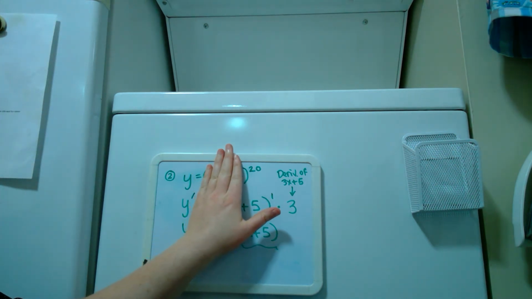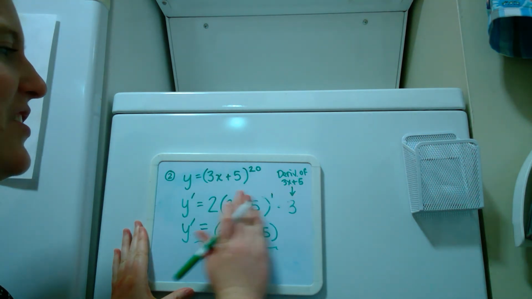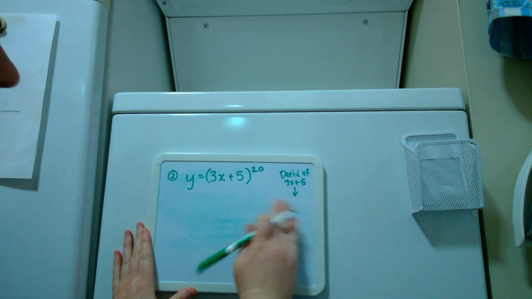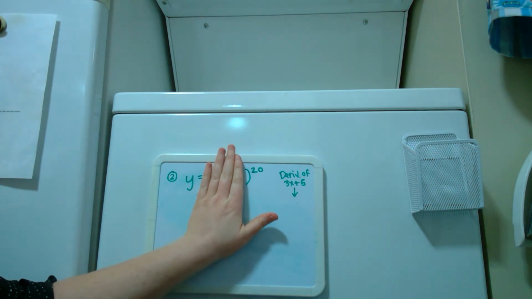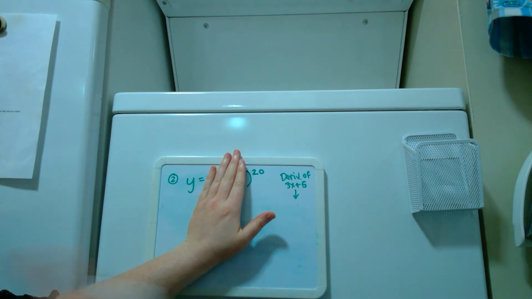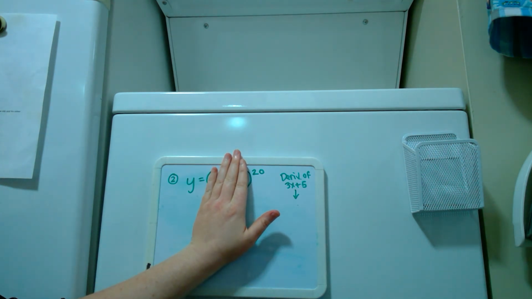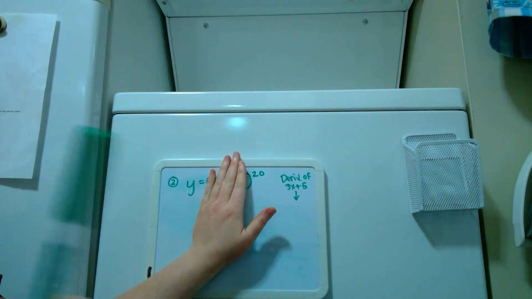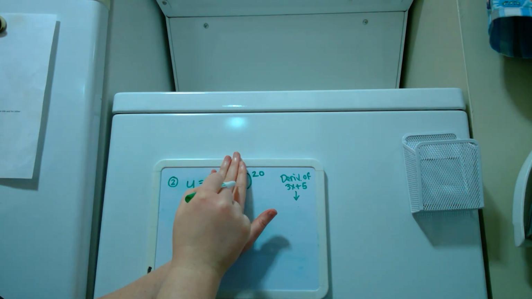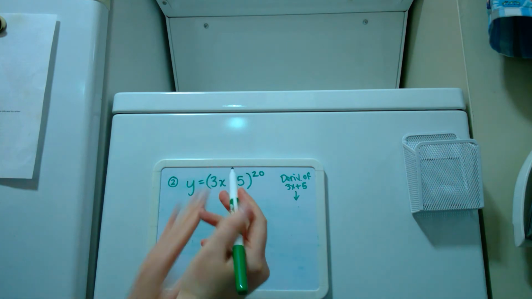You'd cover up the inside there. And so now your original function is just hand to the 20th. So you say, that's my outer function. What is the derivative of hand to the 20th? Well, it'd be 20 hand to the 19th power.